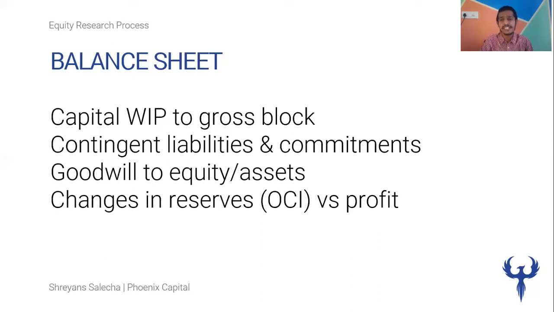Now, the next one is changes in reserves versus profit. With the recent changes in accounting policies, you would find that there is a section of other comprehensive income along with the profit and loss statement. What this basically includes are those transactions that are conducted directly through equity. Generally all the transactions pass through the profit and loss, and the net figure, which is the profit, gets added to the equity portion of the company, and from that any dividends are paid out.